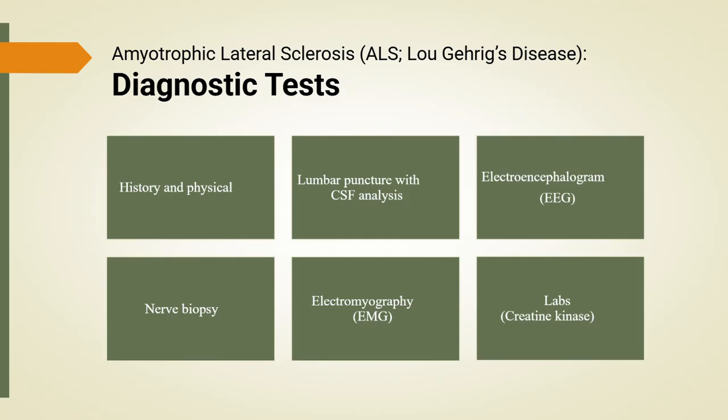While blood tests cannot diagnose amyotrophic lateral sclerosis, they may show elevated muscle enzymes such as creatine kinase due to muscle atrophy. These labs help provide supporting evidence but are not specific to ALS. Overall, diagnosis of amyotrophic lateral sclerosis is a careful combination of clinical assessment, exclusion of other conditions, and nerve and muscle testing.